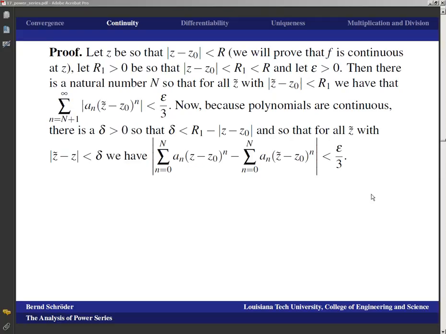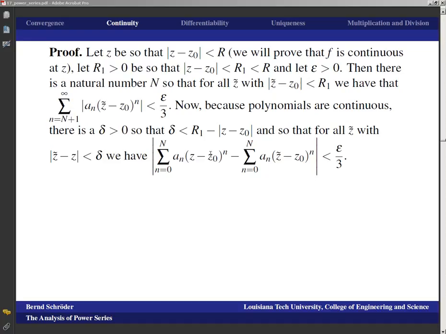Okay, I'm back. You noticed that I had a little hiccup here, and this is something that I had to fix. Let's talk about this again. Because polynomials are continuous, the polynomial is in particular continuous at z. We have a delta so that for all z tilde with |z tilde minus z| smaller than delta, the difference between the polynomial at z and the polynomial at z tilde is smaller than epsilon thirds. That can be done.